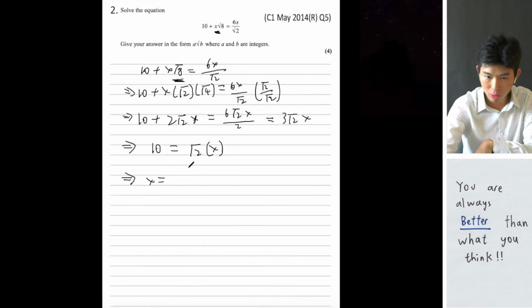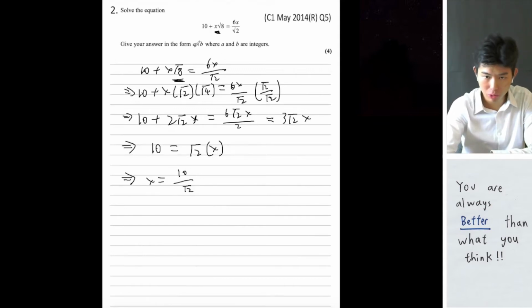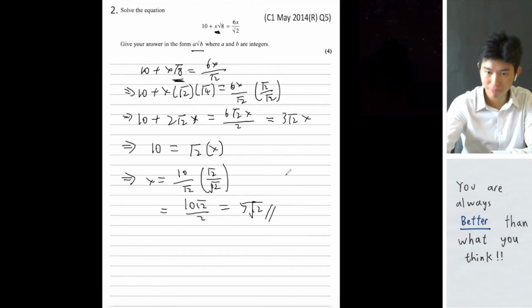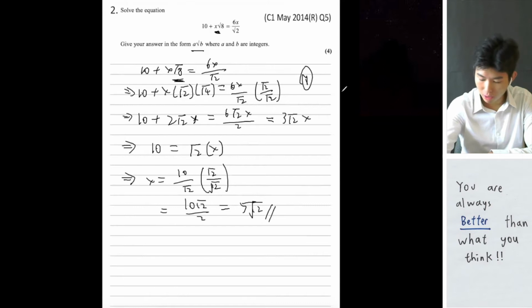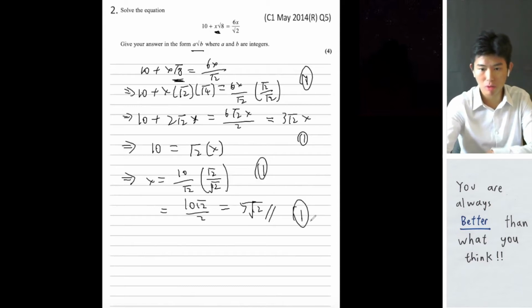Therefore, x would be equal to 10 over root 2. But they want me to give the answer written in the form a root b. So what I have to do is multiply the numerator and the denominator by root 2 over root 2, which equals 10 root 2 over 2, which equals 5 root 2. And that would be the final answer. So 1 mark for the method, 1 mark for the working, another mark for cleaning the answer up, and 1 mark for the correct final answer.